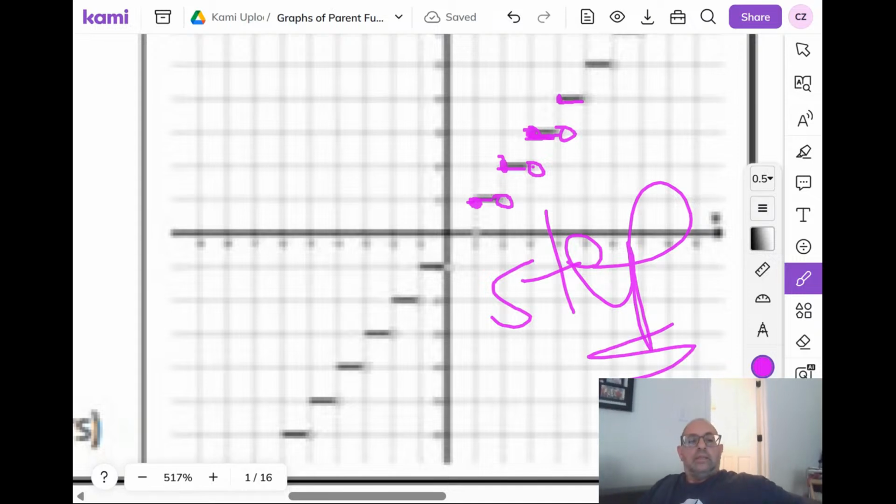This function is not often used. You don't see it very often. However, it does have its applications. And so there is a little introduction to parent functions.